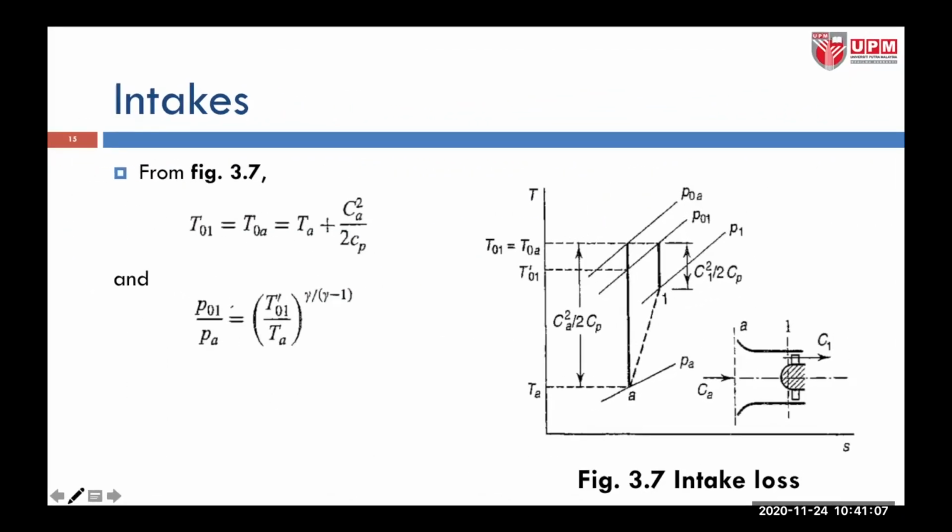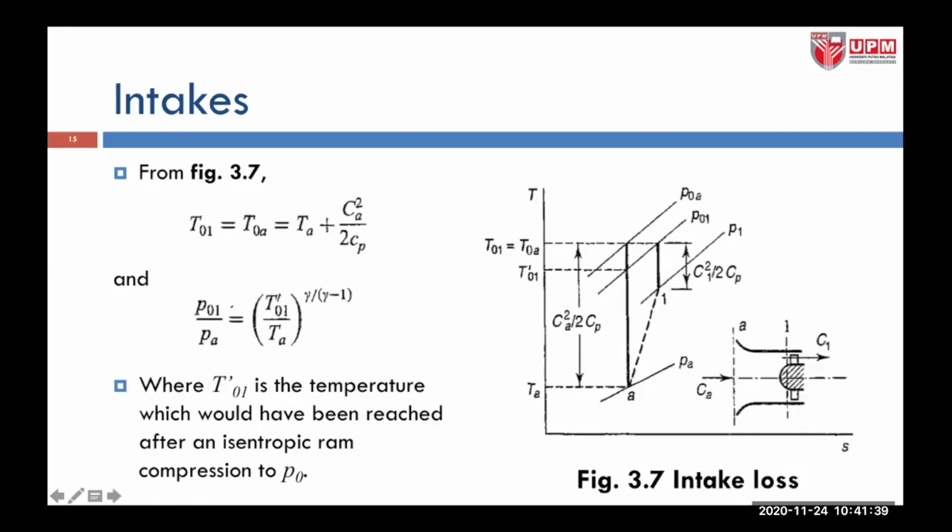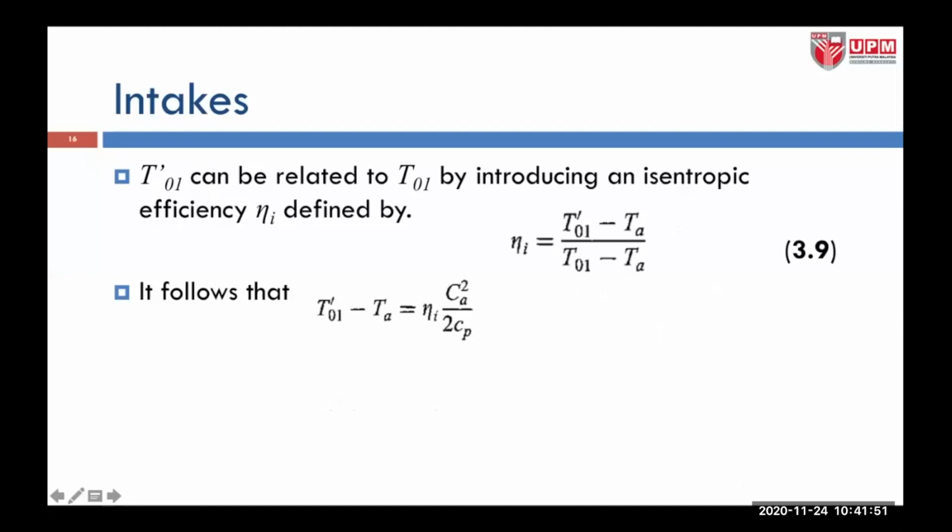From figure 3.7, we have the intake loss over here. It is the T-S diagram where we have the expression for T01 and the pressure ratio P01 and PA, because we are dealing with the intake section. So from ambient to section 1, which is at the compressor stage, T prime 01 is the temperature which would have been reached after an isentropic ram compression to P01, right? T prime 01 can be related to T01 by introducing an isentropic efficiency, zeta I. It is defined by equation 3.9 here, and it follows that, right?